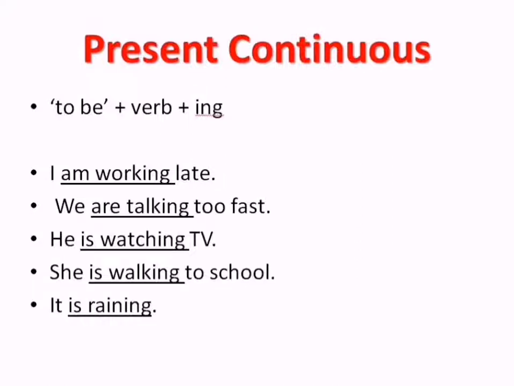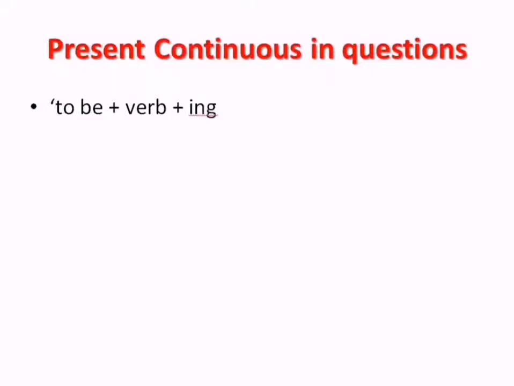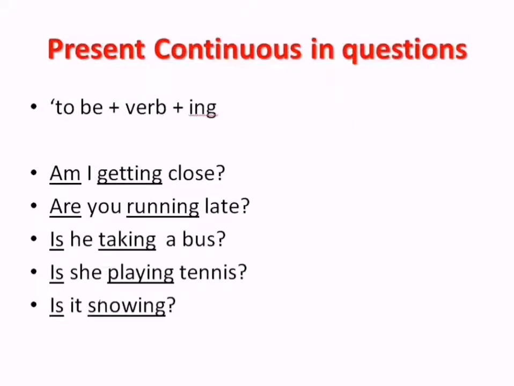It is raining. Now let's have a look at the present continuous in questions. We need the auxiliary verb to be, a verb, and ing. For example, am I getting close? Are you running late? Is he taking a bus? Is she playing tennis? Is it snowing?